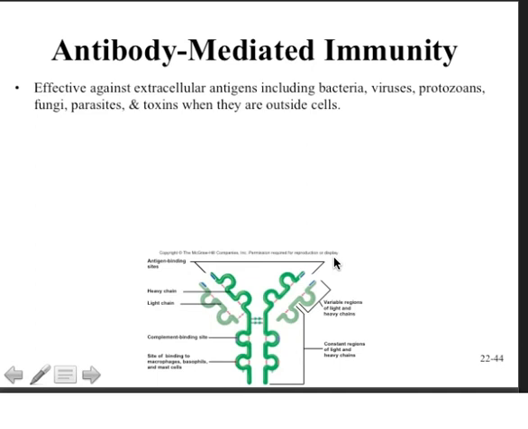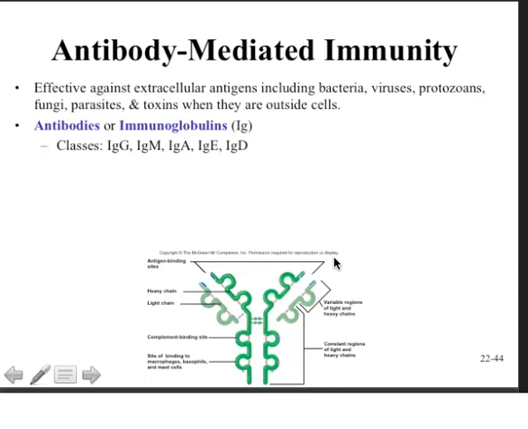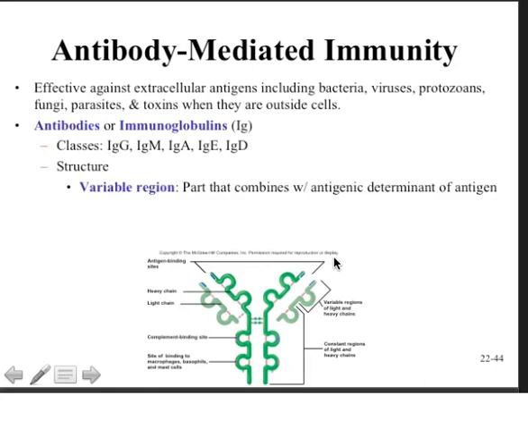Antibody-mediated immunity is effective against extracellular antigens, including bacteria, viruses, protozoans, fungi, parasites, and toxins when they're outside the cells. Antibodies come in various classes based on the composition of their constant regions, and the classes are IgG, IgM, IgA, IgE, and IgD. The structure includes a variable region, which is the part that recognizes and binds to a particular antigen. That's the part that comes in a billion different flavors when we're referring to the T and B cells.